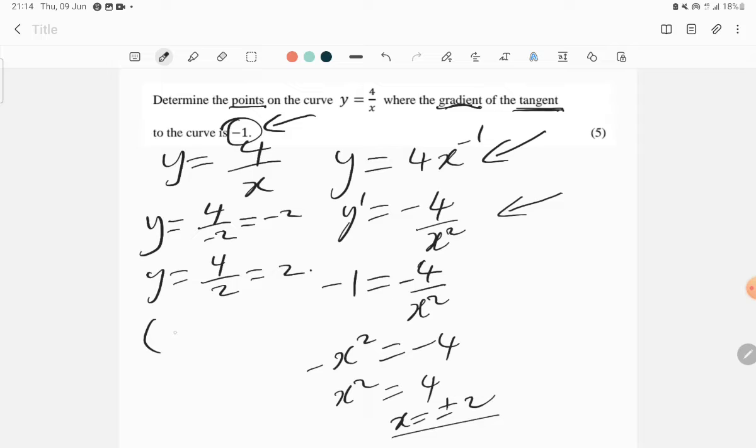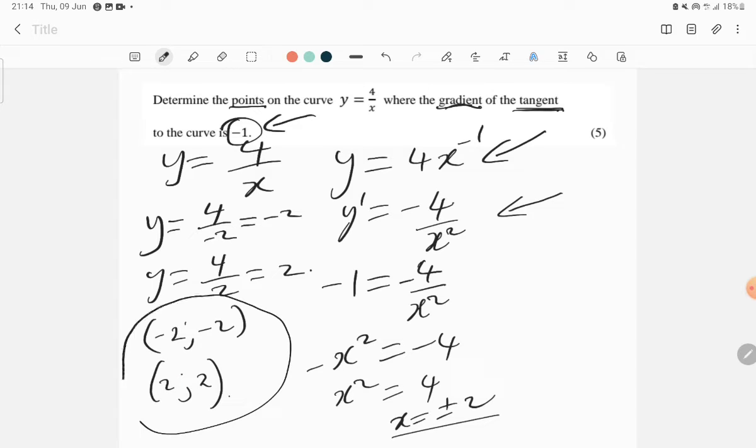So that means when x is -2, y is -2. Then when x is 2, y is also equal to 2. So these are the points where the gradient of the tangent of this curve is -1. It's where x is equal to -2 and y is -2, and the other coordinate is (2, 2). So these are the points that are required.